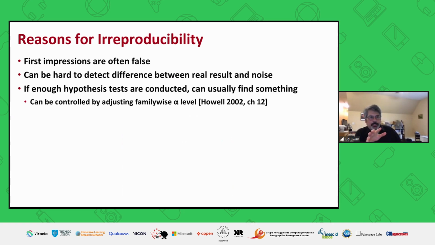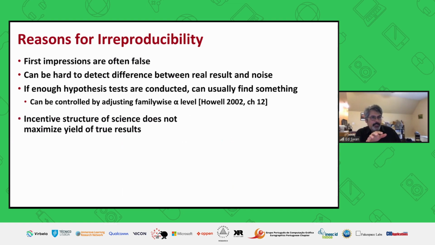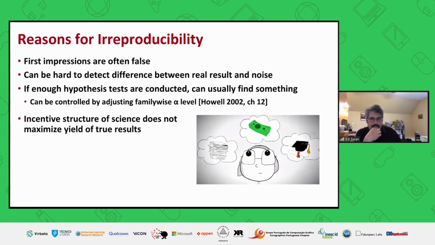But the larger reason for irreproducibility is what we started with. The incentive structure of science, including the incentive structure of our own field, of our own conference, of our own research community. The incentive structure does not maximize the yield of true results. We are incentivized to find significant, novel, and surprising results. Significant, novel, and surprising results lead to papers, lead to funding, lead to degrees, lead to career advancement.